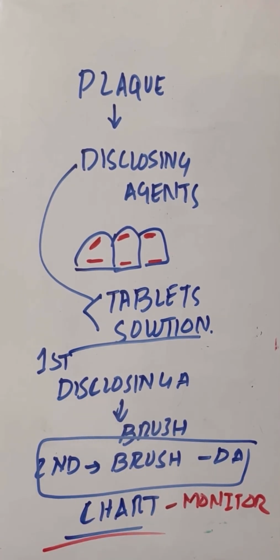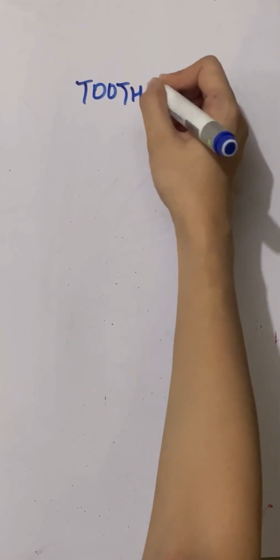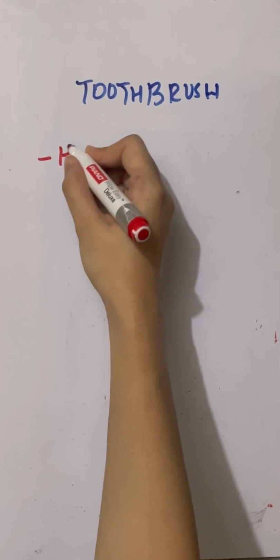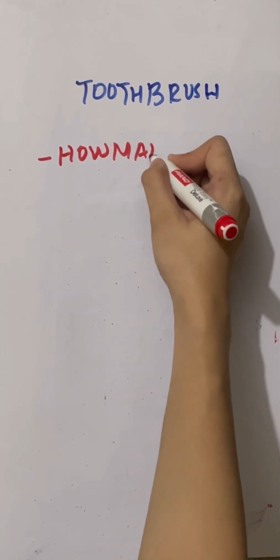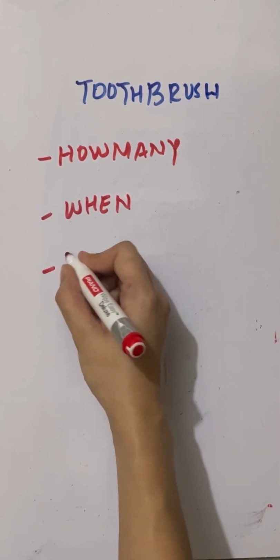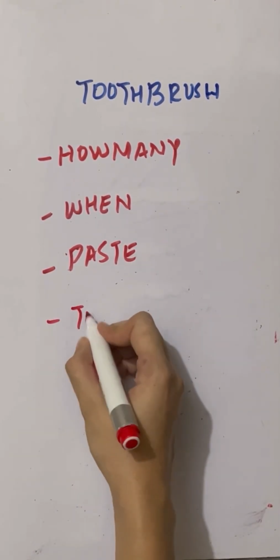So the second thing is toothbrushing. We all know that toothbrushing is the most important element for controlling caries. There are some things that we need to know: how many times we should brush, and when, which paste should be used, and what is the technique.